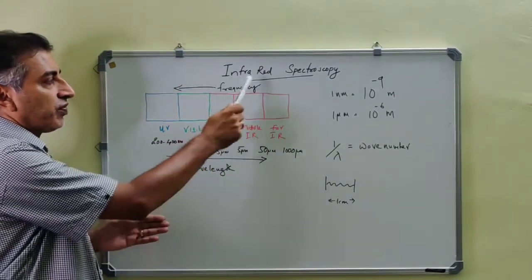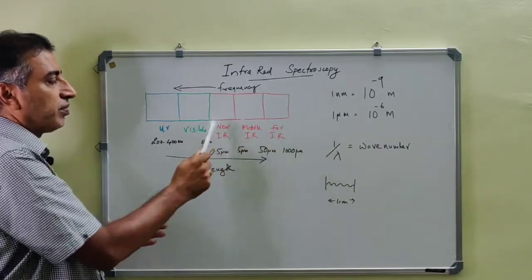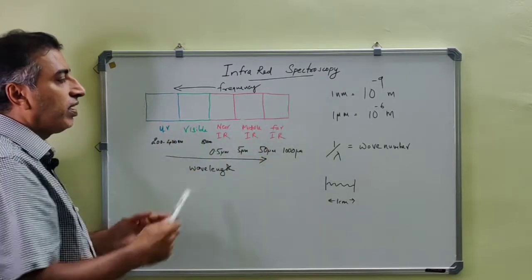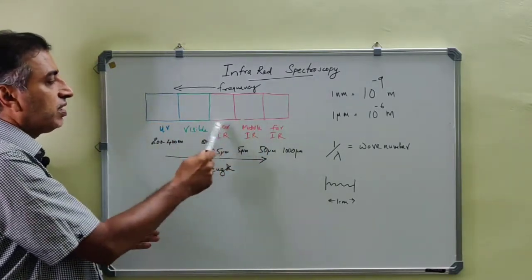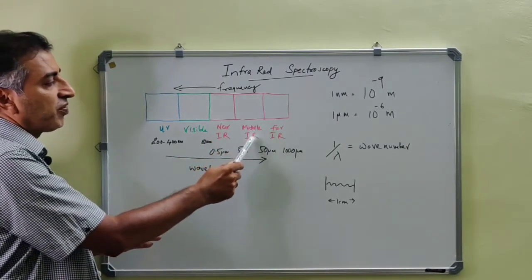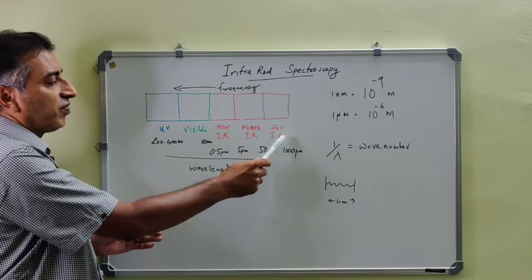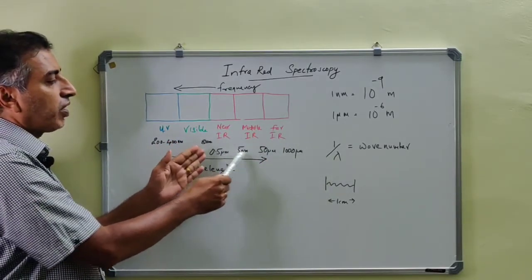So it is occupying a major area in the electromagnetic spectrum. That is the infrared spectrum. Since it is occupying a wide area, we have divided this area into three: the part near to visible radiation is near infrared, the middle part is middle infrared, and the far part is far infrared. When you take the wavelength, it is coming in micrometers.